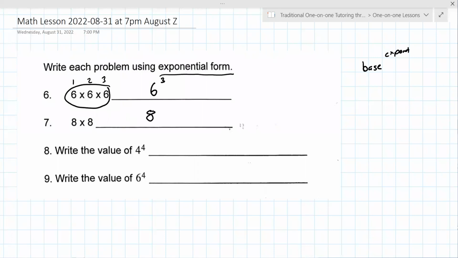The next one would be 8 to what power? How many 8s do you have here? 2. So 8 to the second power. Yes. And then the next two questions are kind of going backwards.